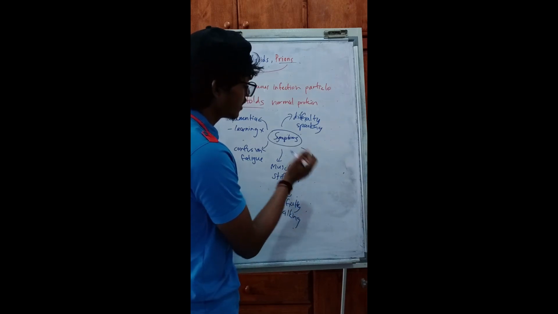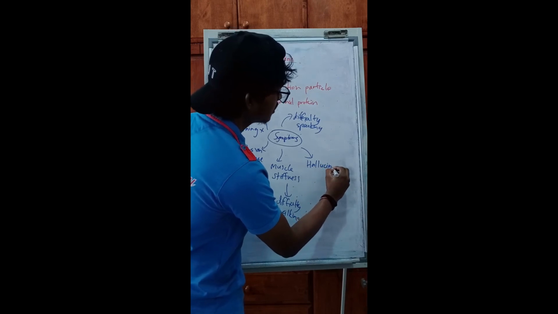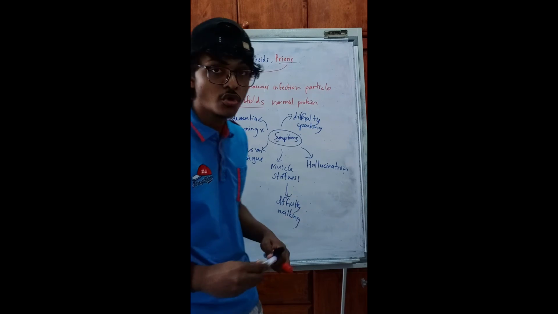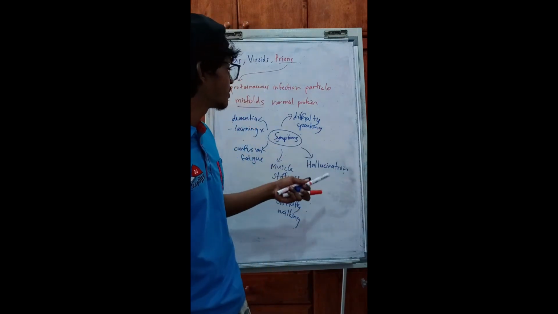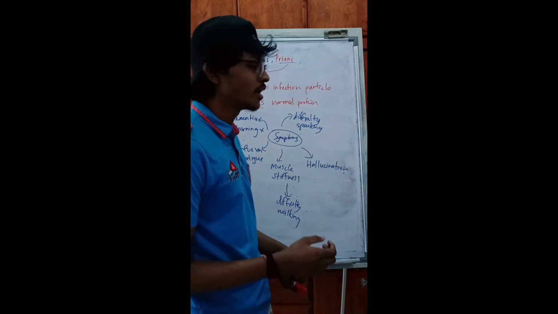And then they will also have hallucinations. Since they are having problems in their neurons in the brain, they will start having hallucinations. So these are the symptoms basically when prions are affecting our neural system.